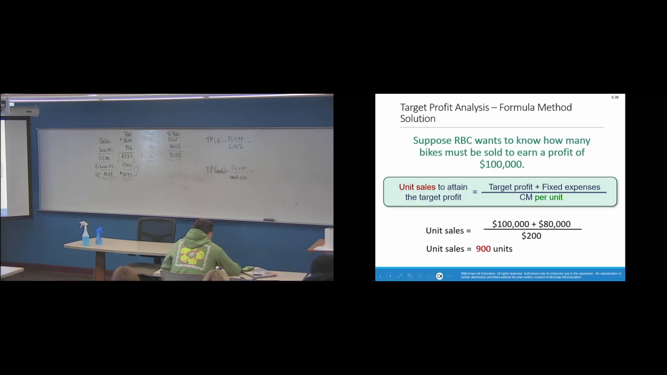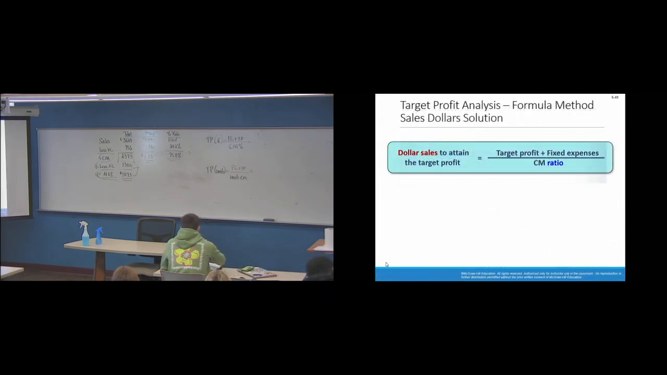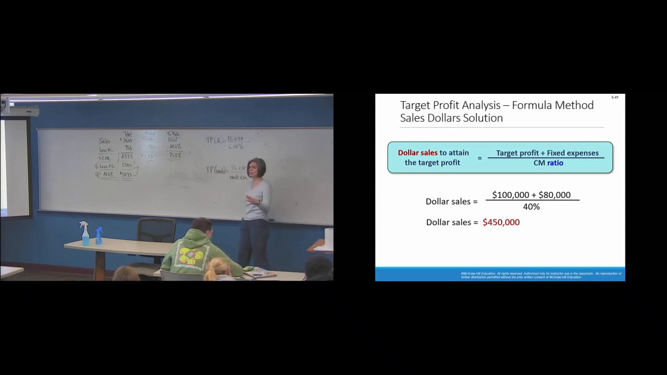Make sense? Okay. And then we have the target profit in terms of sales. All I change is my denominator. Instead of expressing my target profit as how many units I have to sell, how much sales dollars do I need? So divide by the contribution margin ratio, which also goes to cover fixed costs and profit, and it's just 180,000 divided by 40%, which gives you $450,000 of sales. Questions?